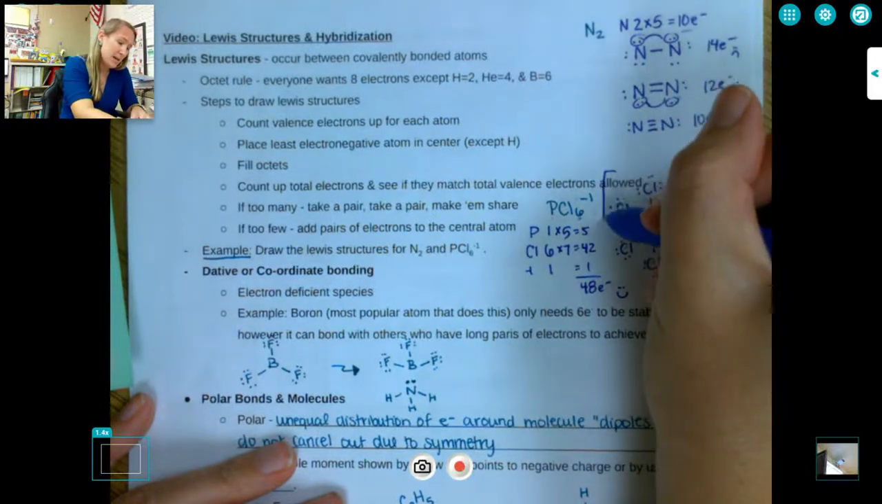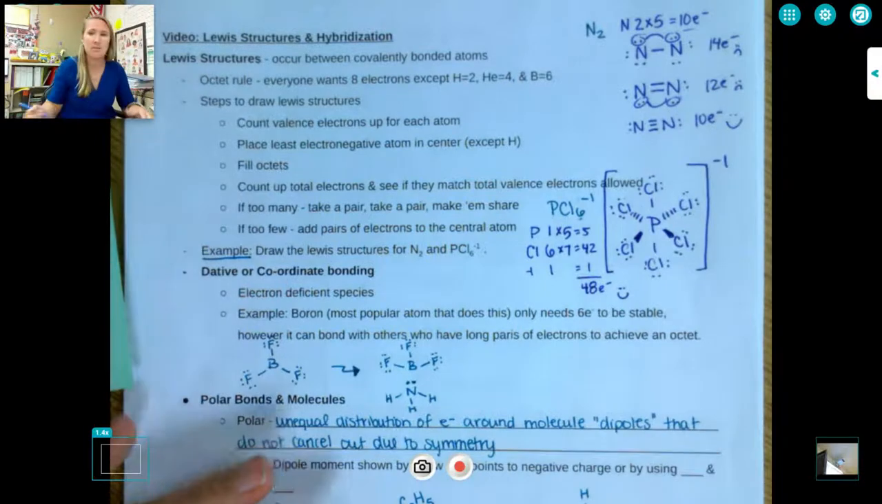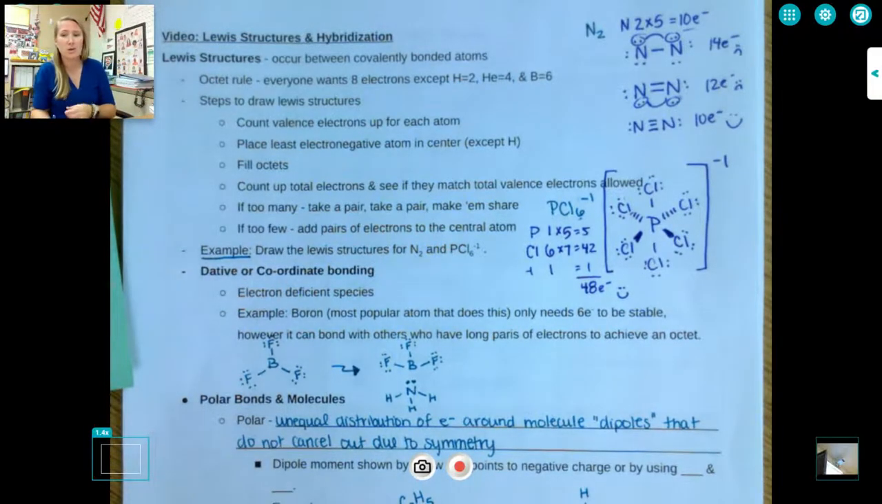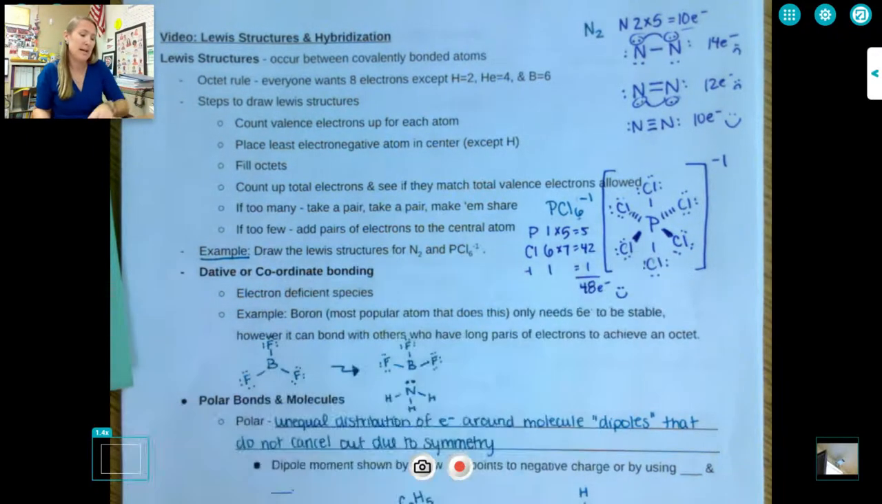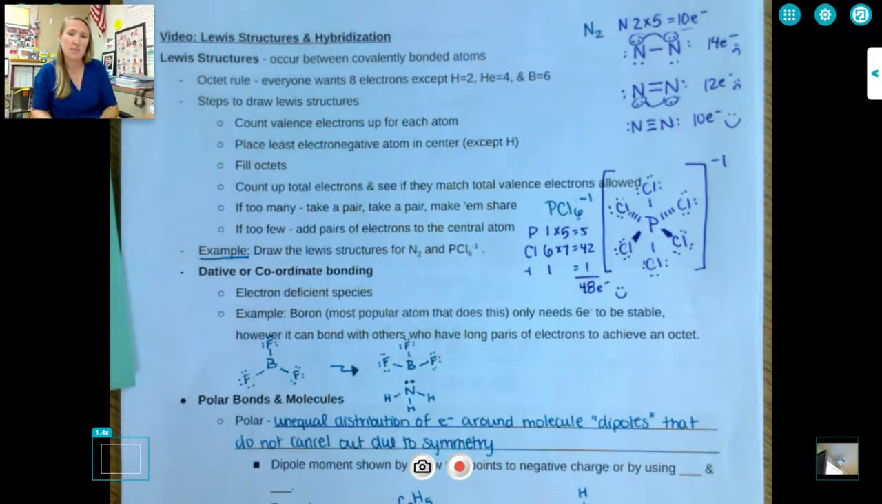Remember, the last thing we do with ions is we put brackets around it and say -1 for its charge. And that just lets our reader know, hey, an electron had to get added in order for everybody to have the number of electrons that they needed. So an expanded octet can also get that by adding pairs of electrons to the central atom. And we'll see that in class.